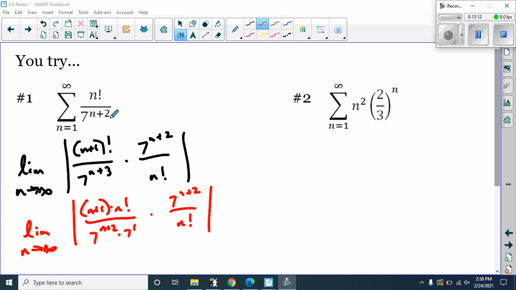So on number 1 here, if I replace all the n's with n+1, divide by the sequence, so multiply by its reciprocal, we get here. We want things to cancel out. n+1 factorial, we're going to write as n+1 times n factorial. 7 to the n+3, I wrote as 7 to the n+2 times 7 to the first. Again, the reason I do that is so that these two can cancel out. So these cancel, these cancel. As n approaches infinity, now my numerator is infinitely big, divided by 7. That is certainly greater than 1, therefore this diverges.